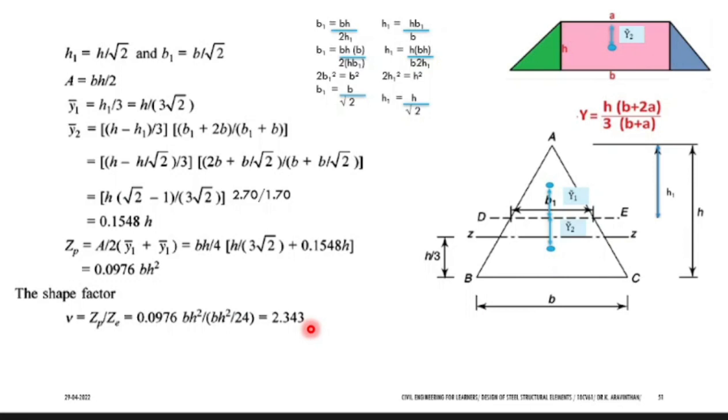You will use rectangle. Rectangle is having 1.5 shape factor. Why you want to use that? What is the advantage of that? Easy to construct, yes. See, if you are making a triangular beam here, it is not that easy to construct. Pouring the concrete, then casting, then filling the gaps, it is very difficult, and plastering is also very difficult.